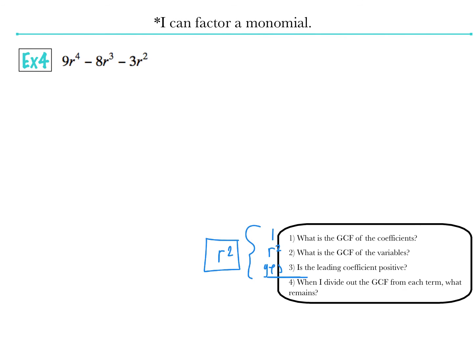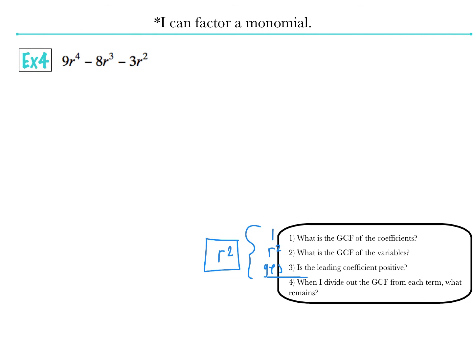All right, I hope you weren't tricked, but the GCF of the coefficients is just 1, so I can't take any number out, but they do all share 2 r's, and the leading coefficient is already positive, so I don't have to worry about that. So my GCF is going to be an r squared. That's it. There's technically a 1 in front of it, but we're not going to put that in there.